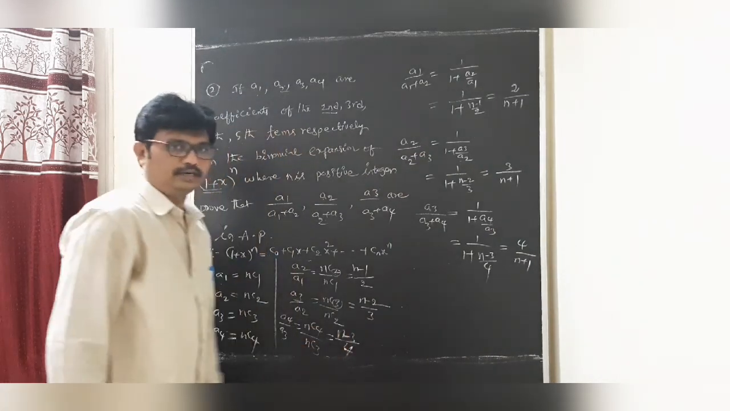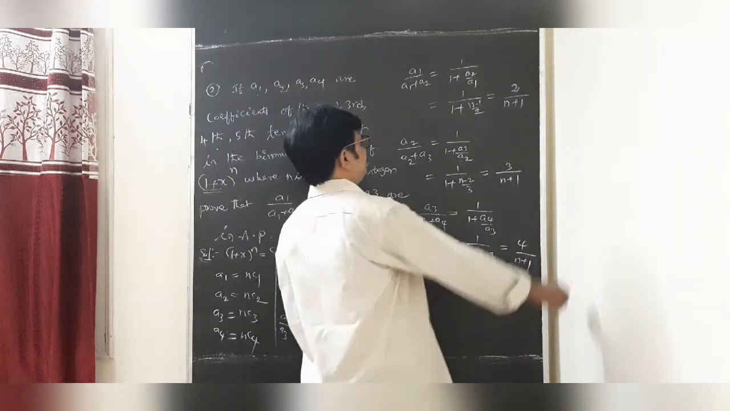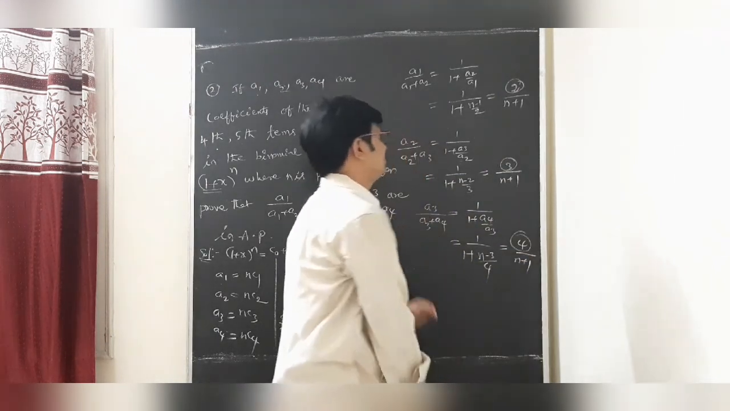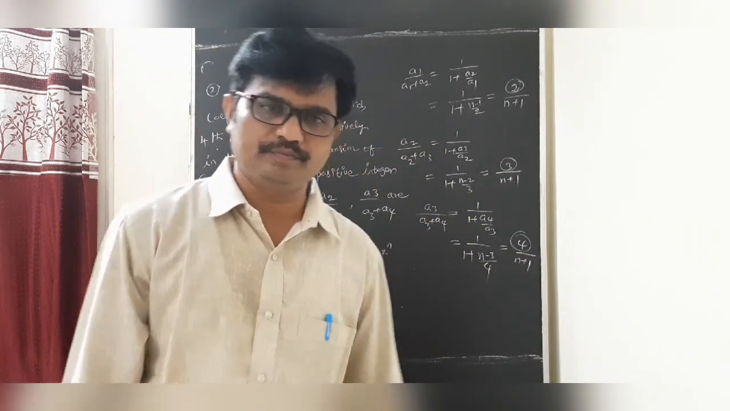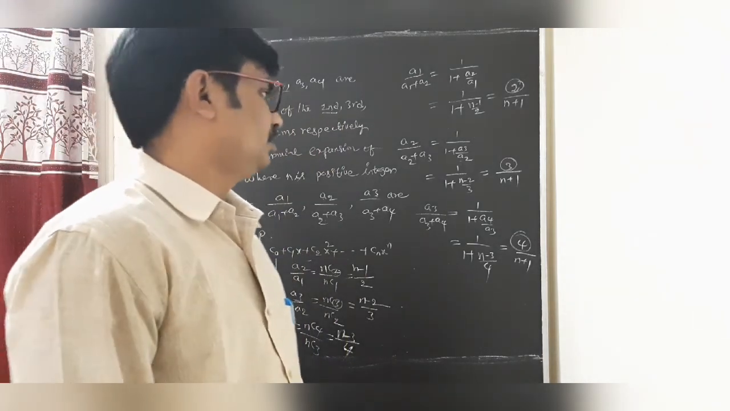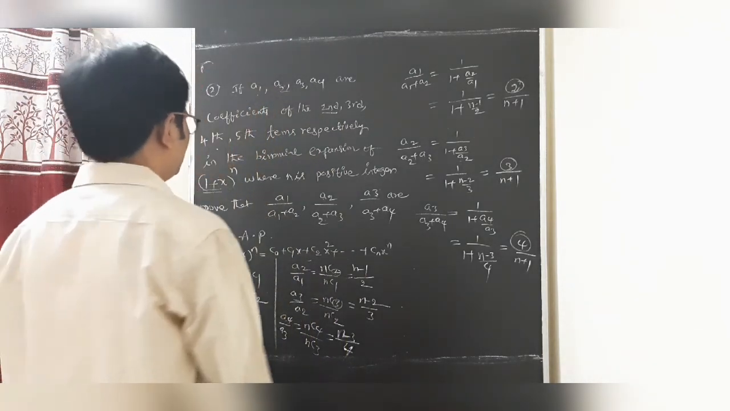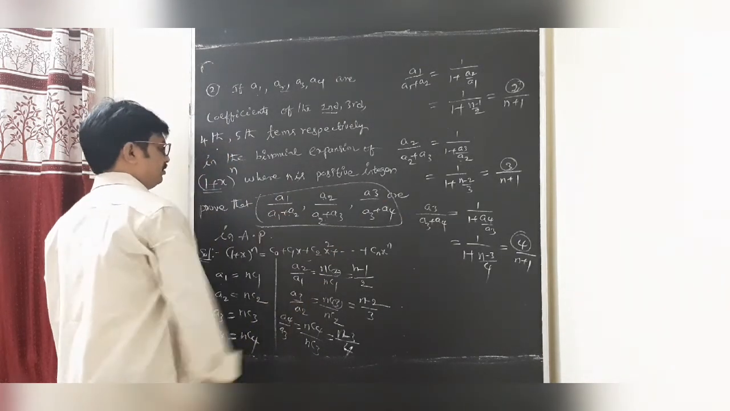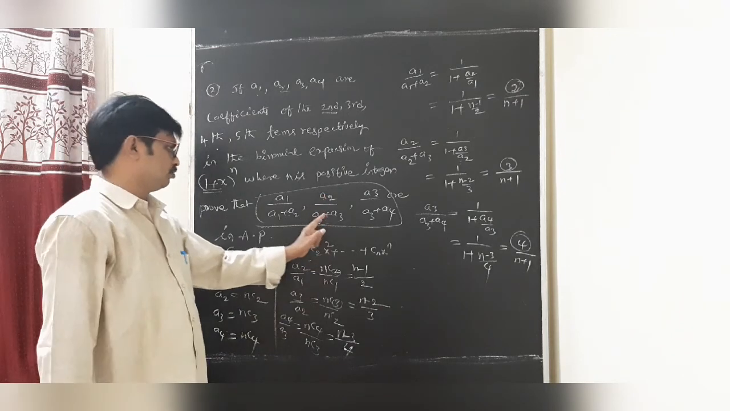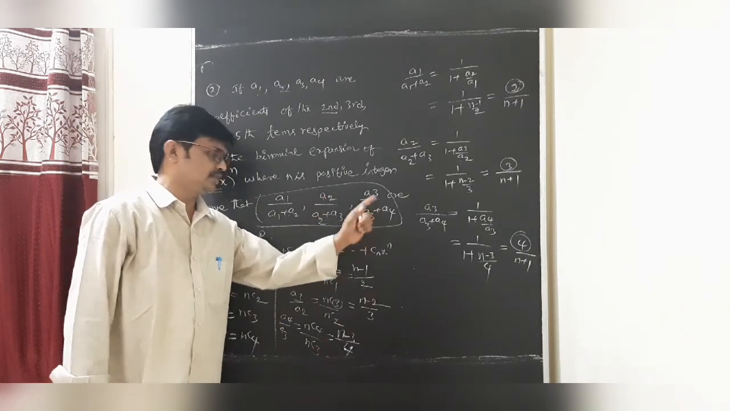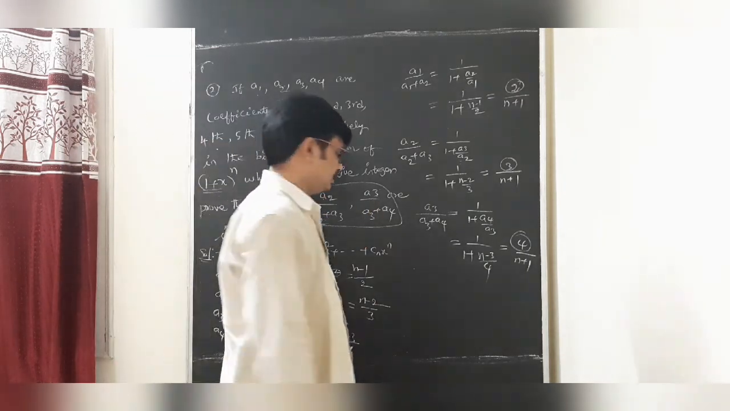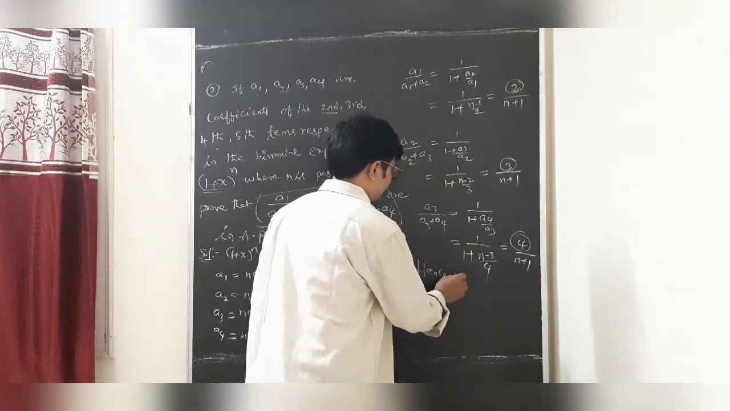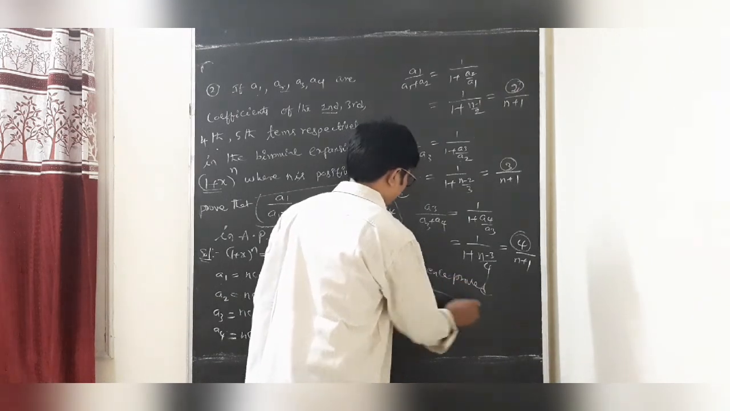Dear students, undoubtedly, what is there? This is the 2, this is the 3, this is the 4. 2, 3, 4. Denominator will be the same. So dear students, 2, 3, 4 will be the AP. So students, we can write A1 by A1 plus A2, A2 by A2 plus A3, A3 by A3 plus A4 are in AP, hence proved. Is it clear students?